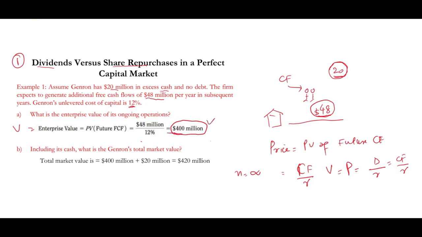Including its cash, what is the company's total market value? So this is 400 million coming from the cash flows, plus currently the company has 20 million. So what is the current total market value of this company? It is 420 million. So this is called the market value of the company.